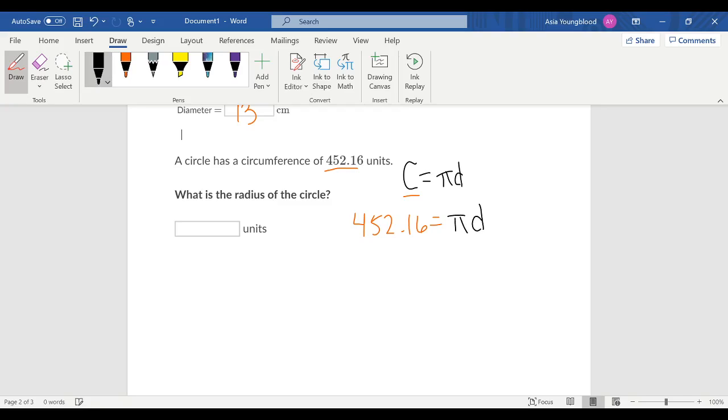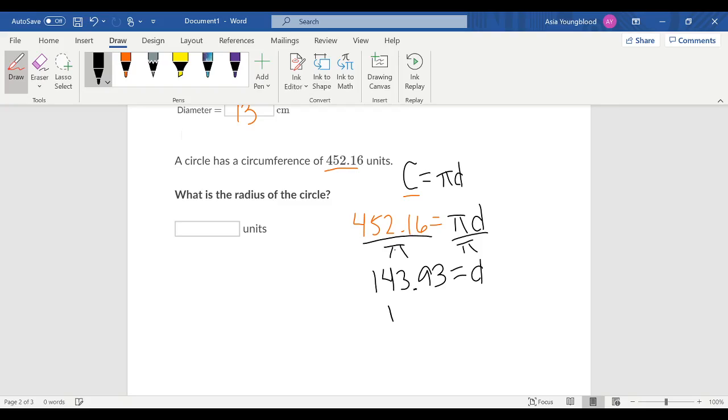We're trying to find the diameter, so we want to divide both sides by pi to get the diameter by itself. So in our calculator, if we do 452.16 and divide by pi, the diameter should be 143.93, and I will go through this on the calculator with you to show you how I did it. So that's the diameter.